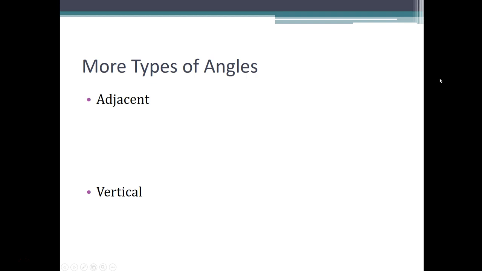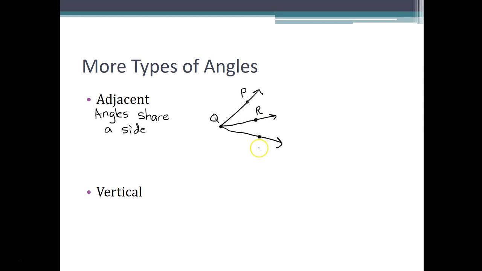More types of angles. Adjacent angles are angles that share the same side. So let's say you have this. Okay, so angle PQR and angle RQS are adjacent angles. They share the side QR. Share that ray QR.